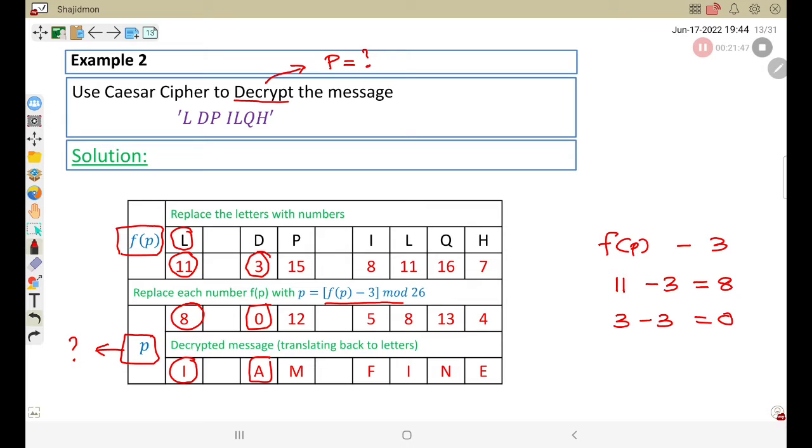Now the next one is 15. 15 minus 3 is 12, which is M. So you are getting "I am fine". That is the answer we are getting. I hope you understood.